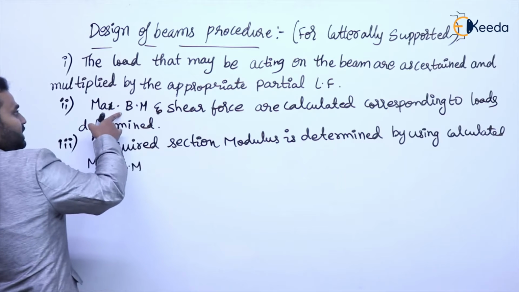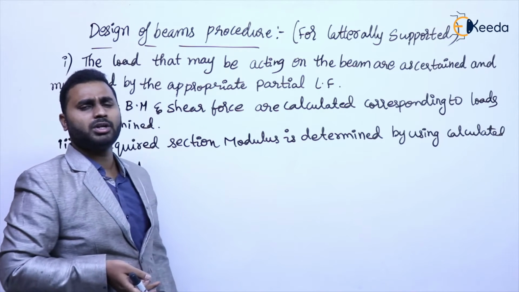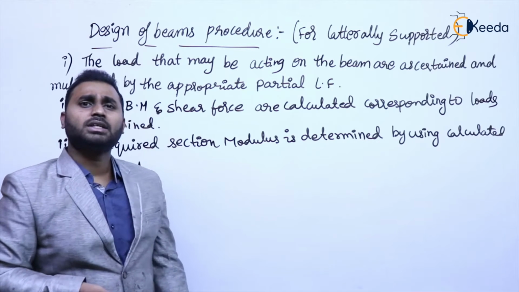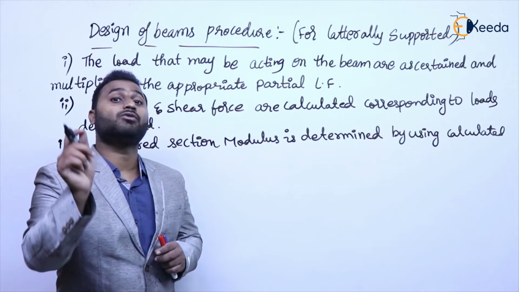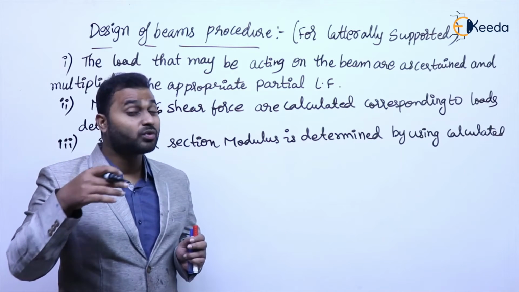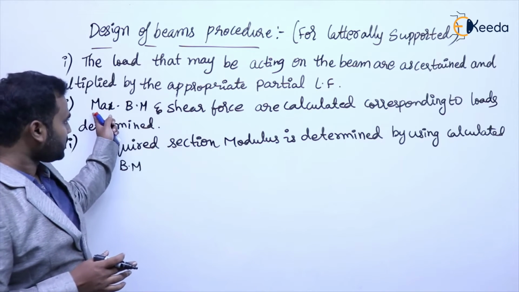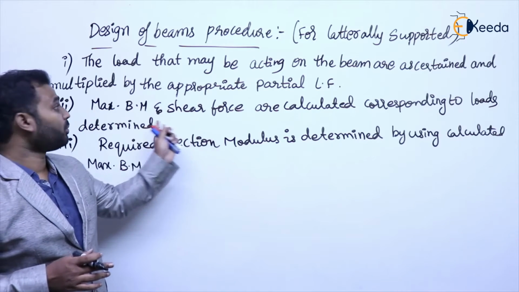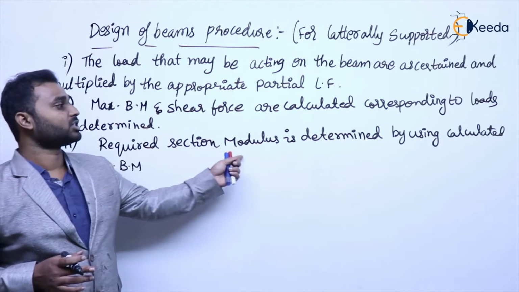Okay, so in the second step we have calculated the maximum bending moment. So how to calculate maximum bending moment and shear force? For example, let us take a simply supported beam with UDL. In that case, what is the maximum bending moment? WL square by 8. And what is the maximum shear force? WL by 2. So by making use of those formulas, or you can say some concepts, we calculate maximum bending moment and shear force. Now by making use of that maximum bending moment, we determine required section modulus.